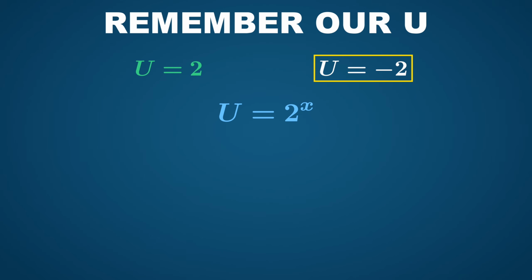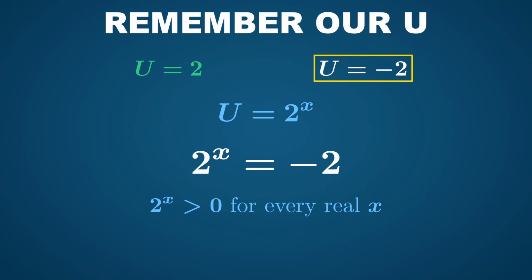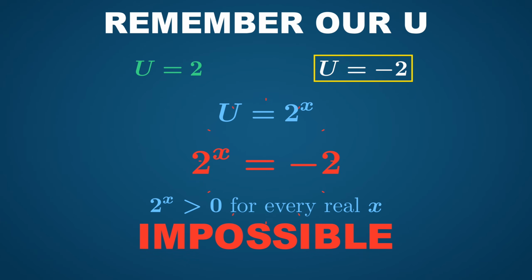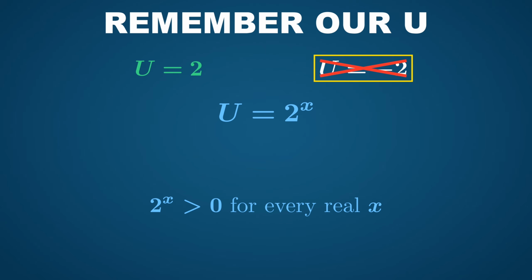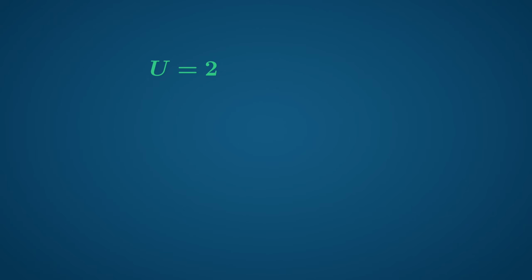Let us look at the particular case where u equals negative 2 first. This implies that 2 to the power of x equals negative 2. However, any real power of the strictly positive number 2 is positive. It is algebraically impossible for 2 to the power of x to be negative. Because of this fundamental rule, we must reject u equals negative 2. This logic leaves us with only one single valid value for our variable u.